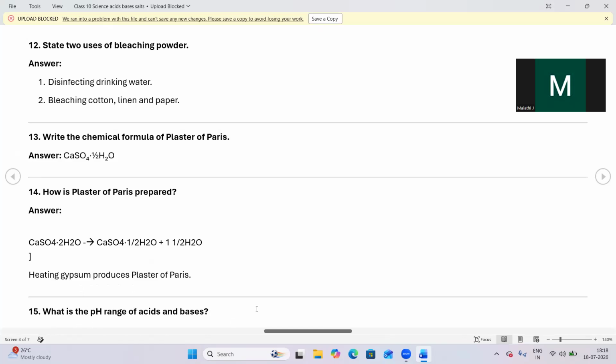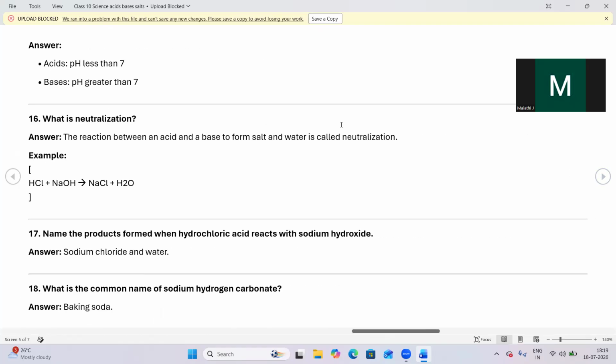What is the pH range of acids and bases? Just now I said the pH value is less than 7 in acids, and more than 7 in bases. Then, what is a neutralization reaction? The reaction between an acid and a base to form a salt and water is called a neutralization reaction. Here the acid is HCl and the base is NaOH. When an acid reacts with a base, we get a salt and water.